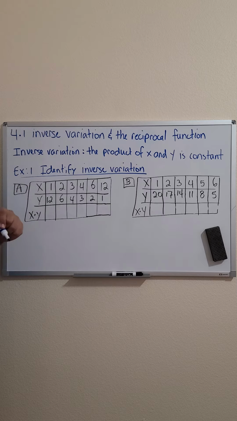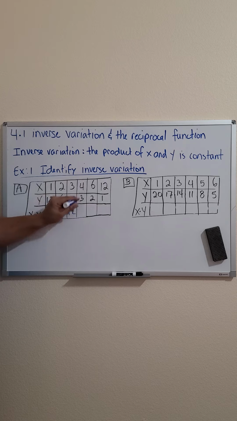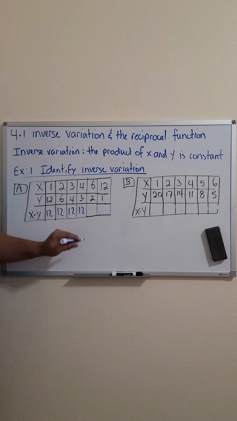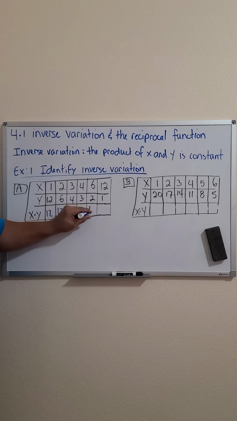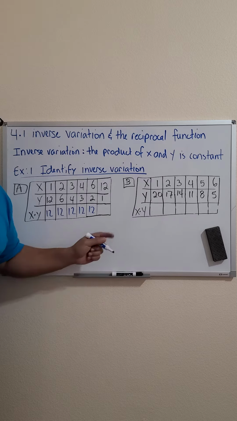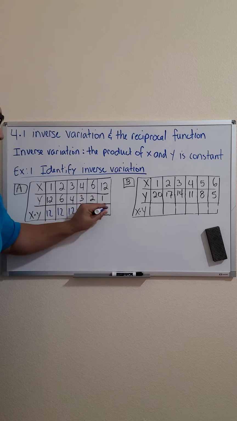Multiply the x's and y's together. So you have 1 times 12, which is 12. You have 2 times 6, which is also 12. 3 times 4, also 12. 4 times 3, also 12. 6 times 2, 12 as well. And for the last one, you have 12 times 1, which is also 12.